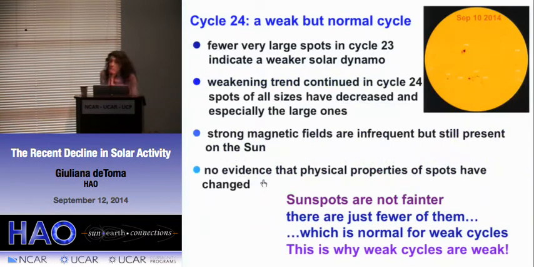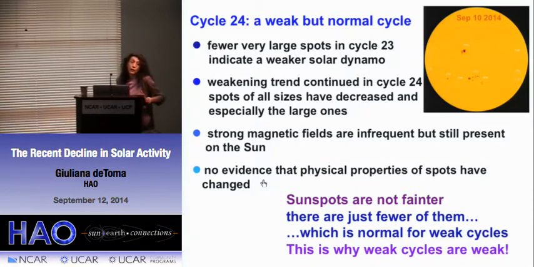So to recap this first part of my talk, the main point I want to make is that, yes, we are seeing a significant decline in solar activity in recent years. But cycle 24 appeared to be a weak but normal cycle. There are fewer large spots than in cycle 23. This weakening trend continues in cycle 24, which is giving us an indication of a weaker dynamo operating inside the sun. Strong magnetic fields are infrequent, but they're still present. We still have large spots with strong magnetic fields.